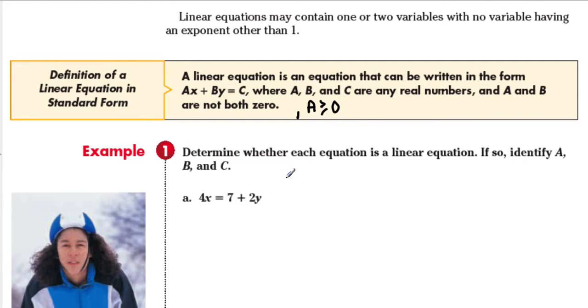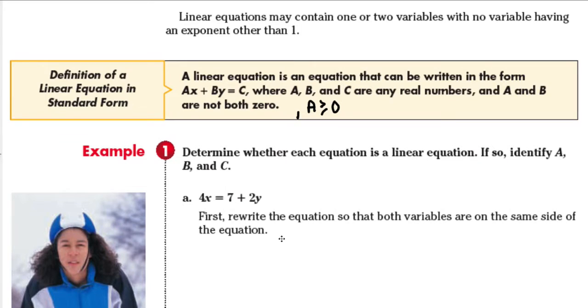Let's take a look at example number 1. Okay? Determine whether each equation is a linear equation. If so, identify a, b, and c. So we have 4x equals 7 plus 2y. Okay? So first, we need to write the equation so that both variables are on the same side of the equation. How do we do this?